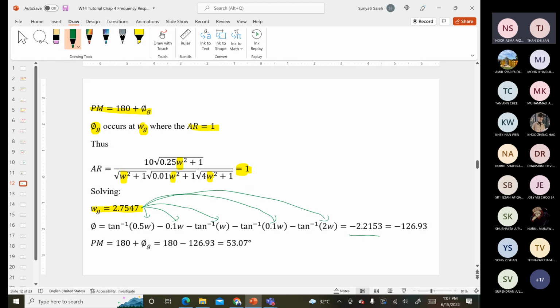This is equivalent to negative 126.93 degrees. And of course, in this case, since you get different angles, you get different criteria, 53.07 degrees. So the value obtained from the calculator and the plot could be different. It depends on how you calculate the value and how you plot the graph. So the value tends to be different, but both are acceptable for calculation.